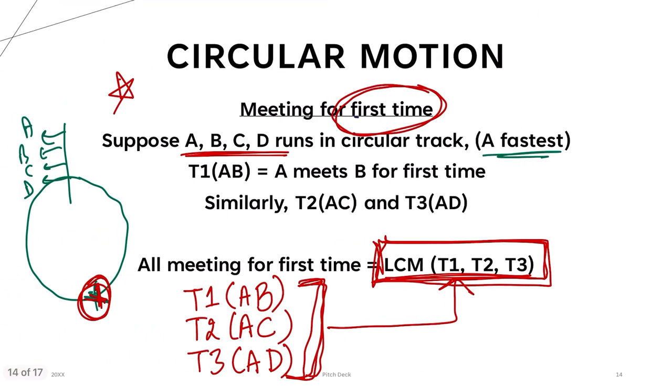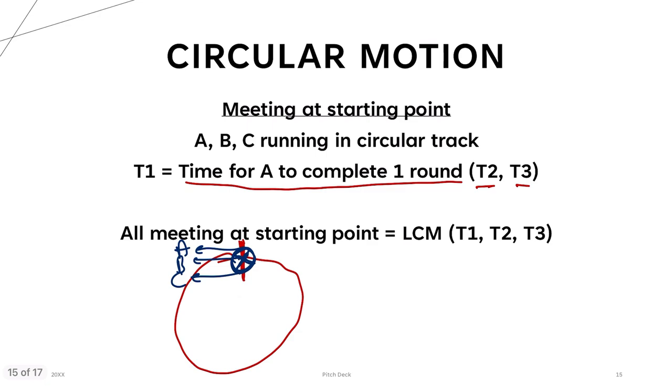In the last slide, they meet for the first time, but not necessarily at the starting point. They could meet here, here, or anywhere. There we were calculating the time at which all of them meet together for the first time. But here they are all meeting only at the starting point. So for all of them to meet at the starting point, you have to calculate as follows.